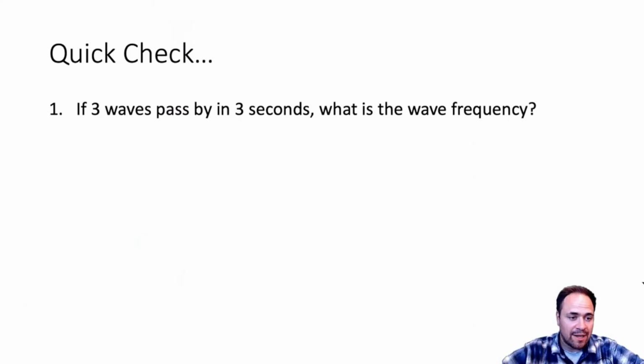So we'll do a couple practice problems. If 3 waves pass by in 3 seconds, what's the wave frequency? And so we take 3 waves divided by 3 seconds, and that gives us 1 cycle every second, or 1 cycle per second, which is 1 hertz.